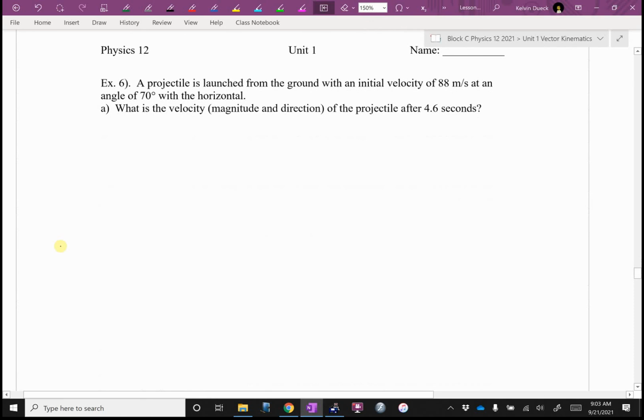Example 6. A projectile is launched from the ground with an initial velocity of 88 meters per second at an angle of 70 degrees with the horizontal. What's the velocity, magnitude, and direction of the projectile after 4.6 seconds?